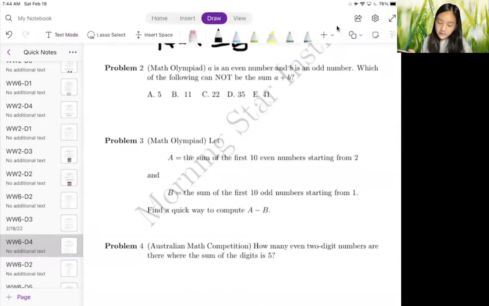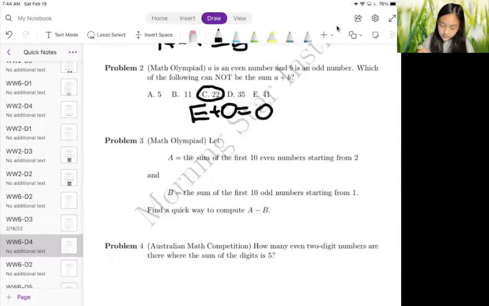Problem 2. A is an even number and B is an odd number. Which of the following cannot be the sum of A and B? So even plus odd equals odd, and 5 is odd, 11 is odd, 22 is even, and 35 is odd, and 41 is odd. So 22 is the even number, and since even plus odd equals odd, 22 cannot be the sum of A and B.